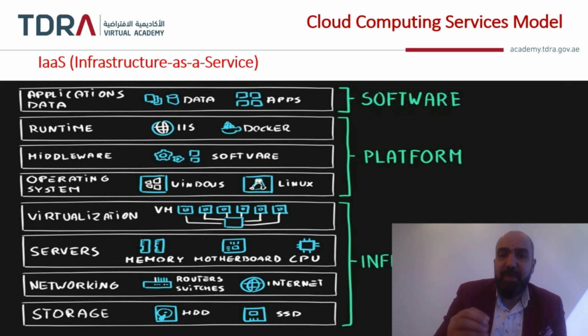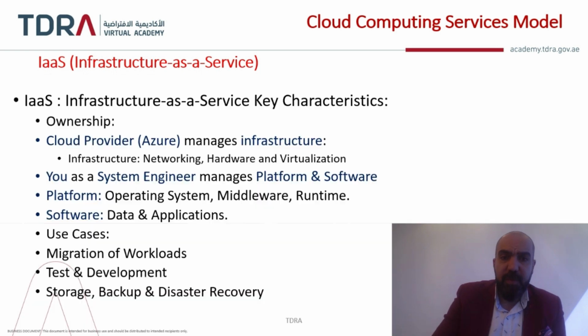You care about accessibility. So what about the cooling system? What about the FM? You don't care about it. He's managing that, and we will explain how he's managing that. So what about the platform and software? No, this is your turn. So here in infrastructure as a service, the cloud provider manages infrastructure: networking, hardware, and virtualization. You as a system engineer manage the platform and software. Great. Use cases for that: migration of workloads, test and development, storage, backup, and disaster recovery.